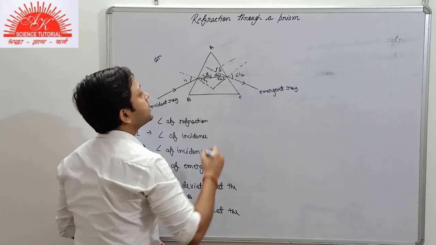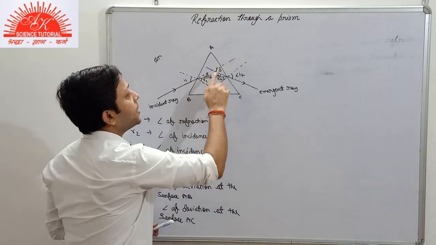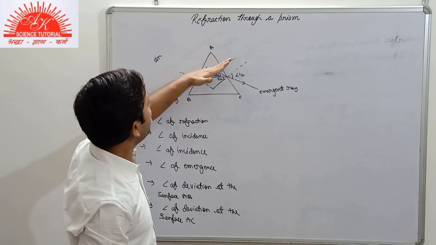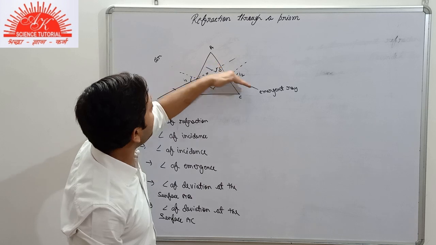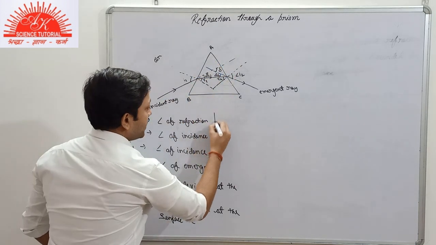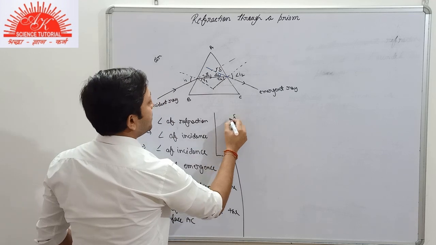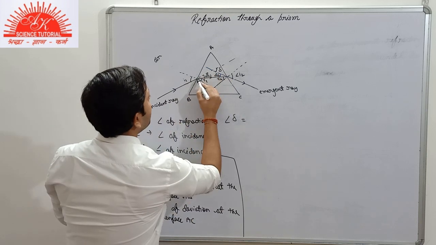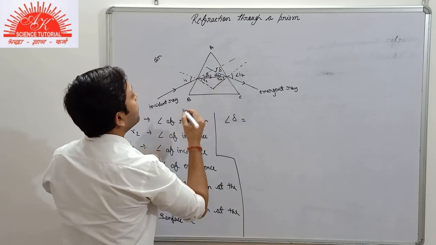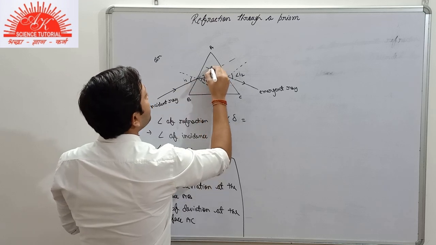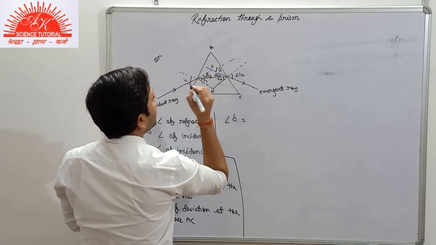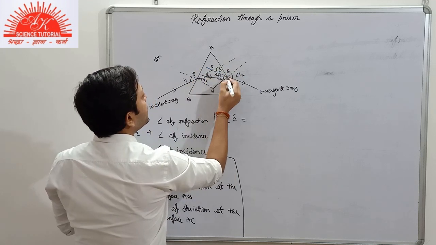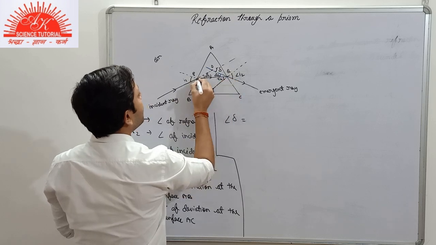So this angle, delta, I'll mention it here. This is angle delta. It is the overall deviation, because this is the emergent ray and this is our incident ray. So the total or overall angle of deviation is our delta. And as you can see, for the angle delta here, if we look at this triangle, suppose I give it some names. This point is O, this point is Q, this point is N, and this point is P.